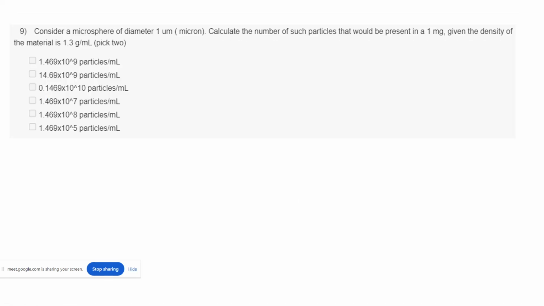Okay, so here we have another question. Consider a microsphere of diameter 1 micron. Calculate the number of such particles that would be present in 1 milligram, given the density of the material is 1.3 gram per ml.